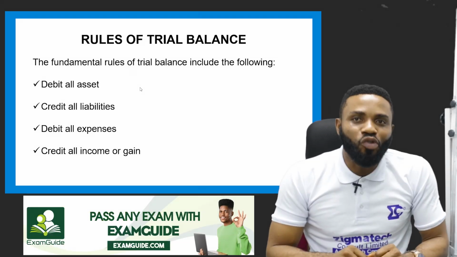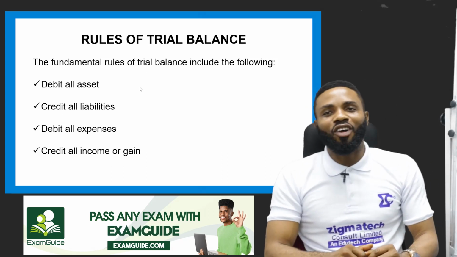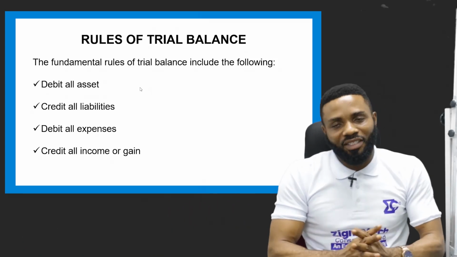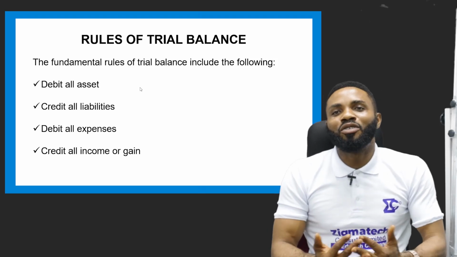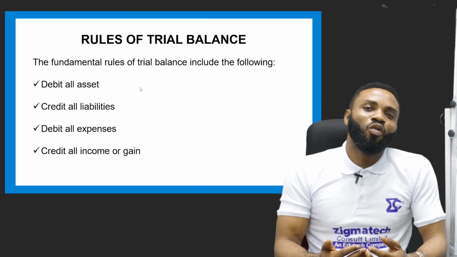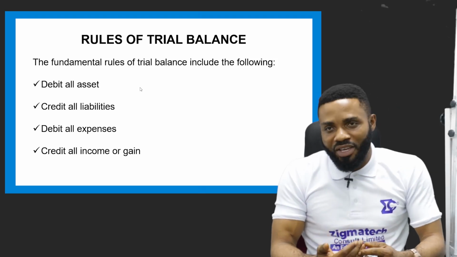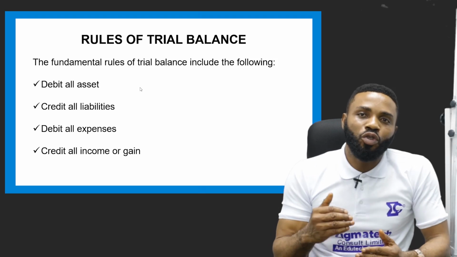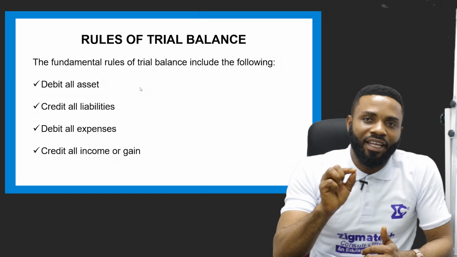Number 1, you debit all assets. Number 2, credit all liabilities. Number 3, debit all expenses. And number 4, credit all income or gain. Students may not understand what assets, liabilities, expenses, income may be if they've not taken their time to study them as a topic. But let me just give a hint.